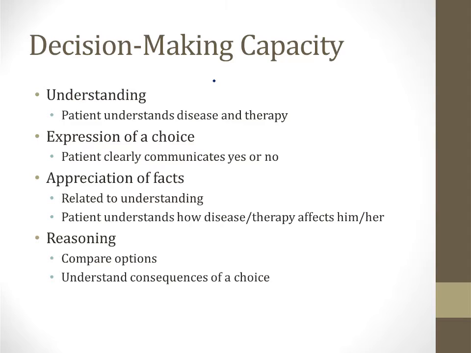There are four key elements to decision-making capacity, and I've listed them all on this slide. The first one is understanding. Patients need to understand their disease and the therapeutic options. Patients must express a choice. They need to clearly be able to communicate a yes or no. Patients must appreciate the facts. This is obviously related to understanding, but they need to appreciate how the disease and the therapy will affect them. And then finally, patients need to demonstrate reasoning. They need to be able to compare options and understand the consequences of one choice versus another.